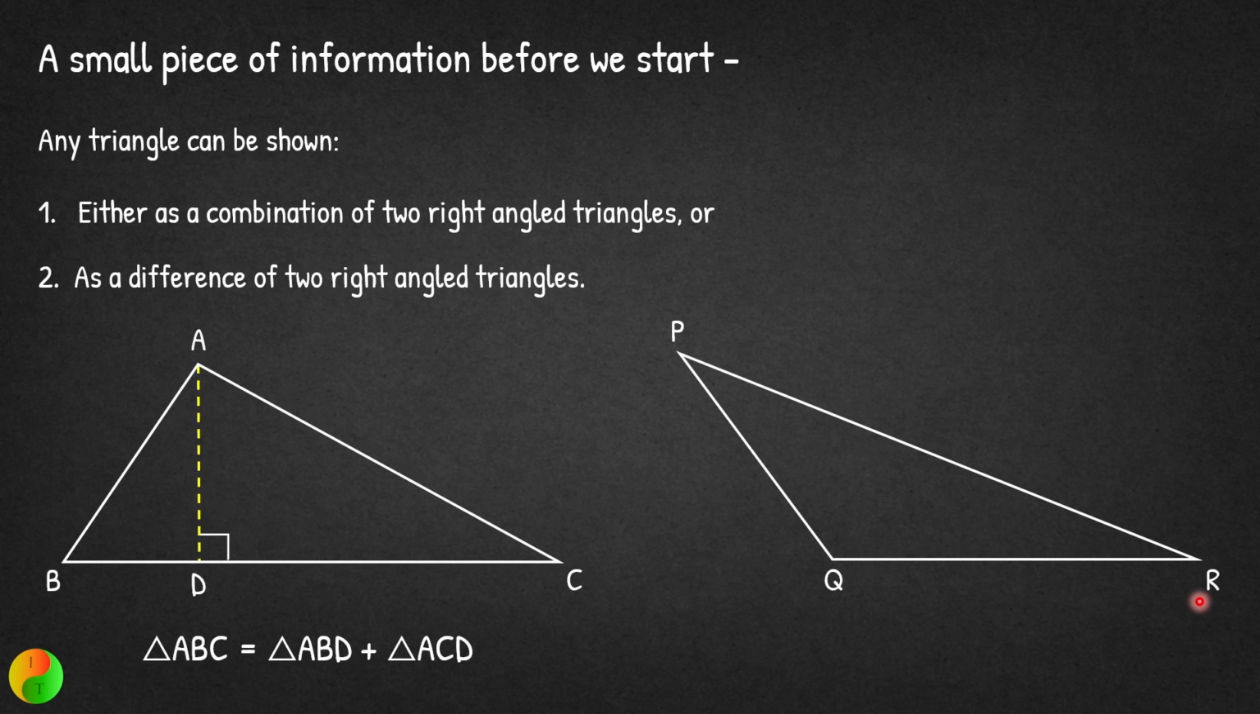In triangle PQR, which is an obtuse angle triangle, if we do something like this, now we can represent triangle PQR as a difference of two right triangles, which are PSR and PSQ.